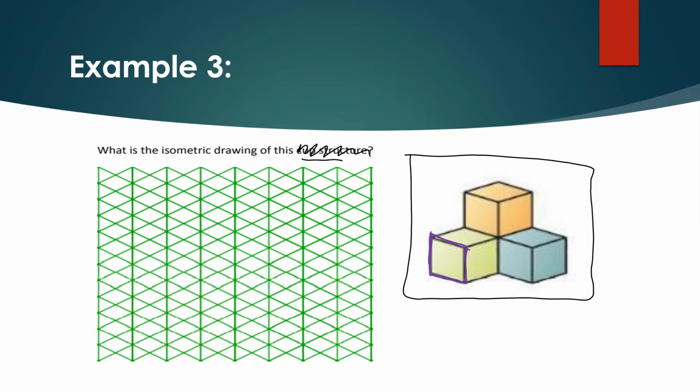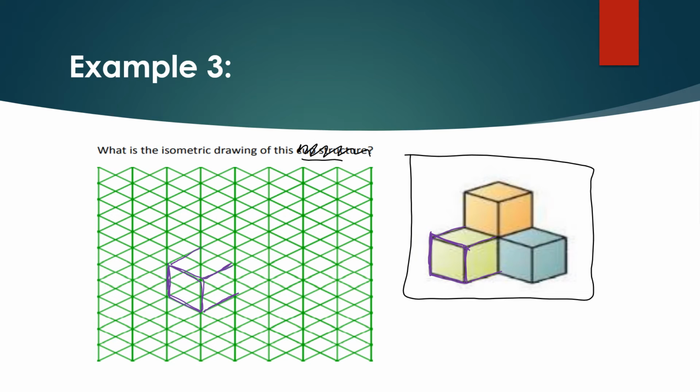So I'm going to start by drawing a square. If I can get this square right here. All right, so the next thing I want to do is add some depth to it. So from 3 of the corners, I'm going to move back. So back, back, and back.